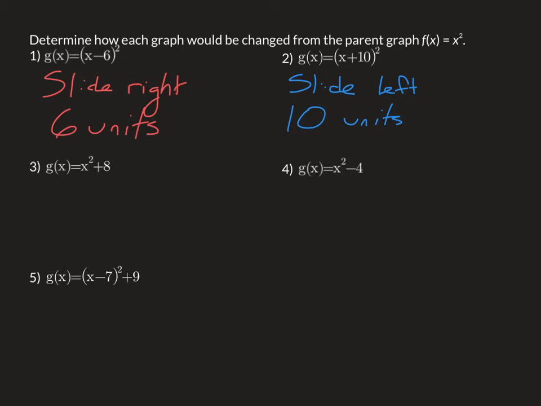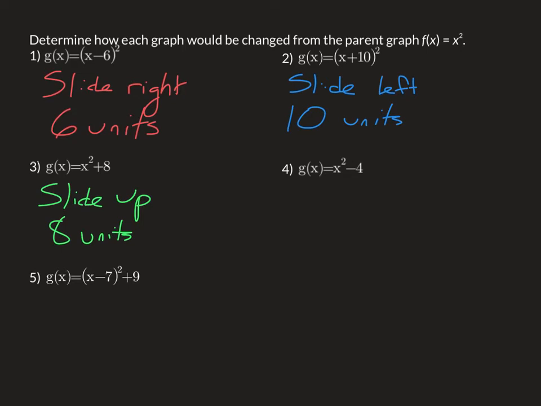Okay, number 3. Here we have x squared, and then plus 8. Because this is outside the function, it is still going to slide, but this time it's going to be up and down. And it's positive, so we do the exact same thing as we would think. So here we're going to slide up. The plus 8 indicates an up, and it'll be up 8 units. Again, outside the function, we do exactly what we think, so the plus 8 makes me think up as opposed to down, so up 8.